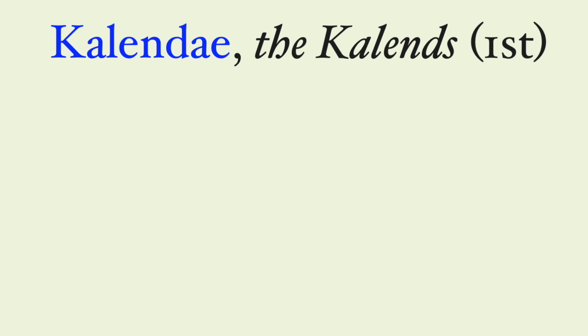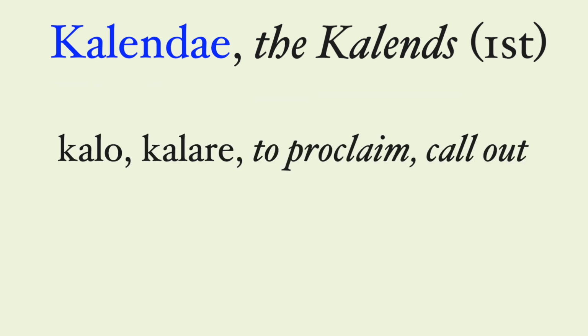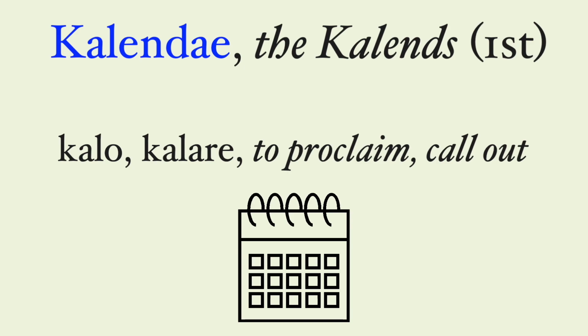Well, Kalends, sometimes spelled with a C, comes from the verb kallo kalare, also sometimes spelled with a C, which means to proclaim or call out. So on the Kalends, the order of the days was proclaimed or called out. We get the word calendar from Kalends, by the way.